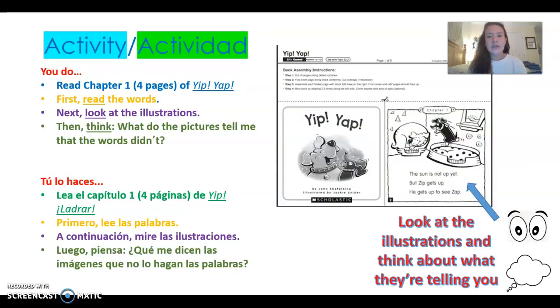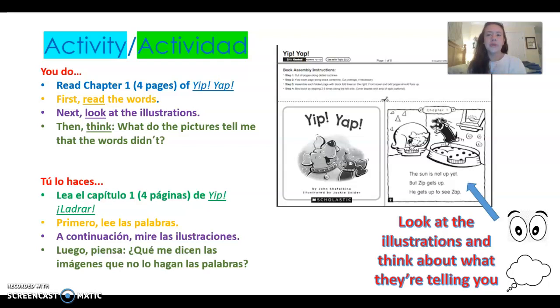So what you guys are going to do is you're going to get Yip Yap and you're going to read chapter 1. That's the first 4 pages of Yip Yap. Some books are broken up into chapters to make it a little bit easier to read. And there's 3 chapters in Yip Yap, but today we're just going to read chapter 1.